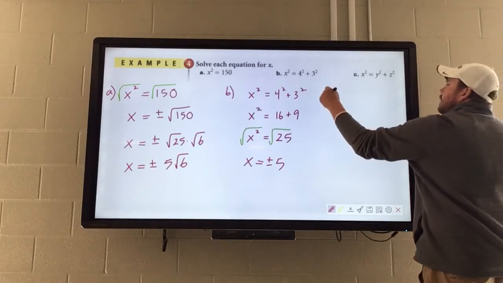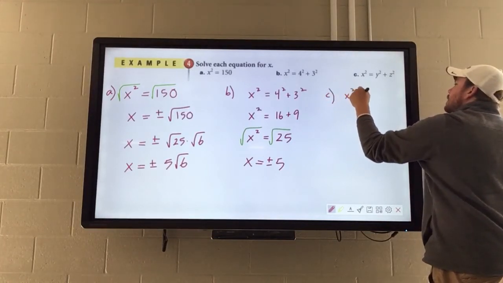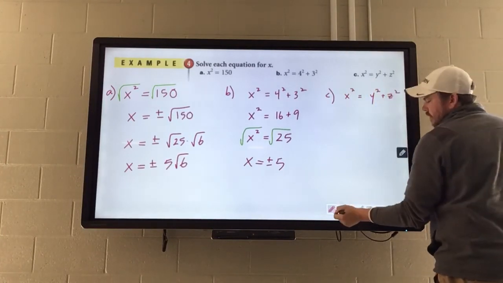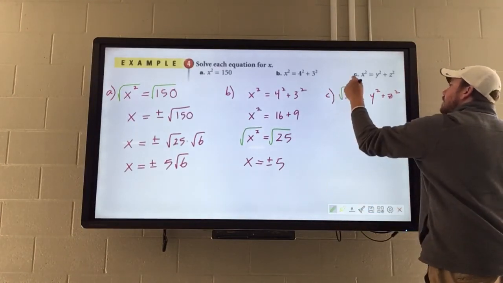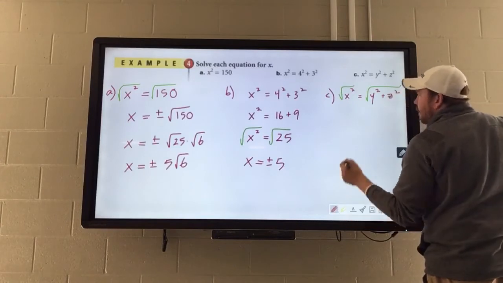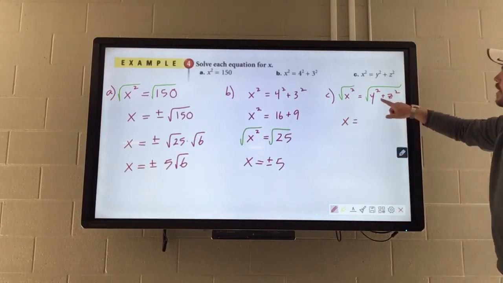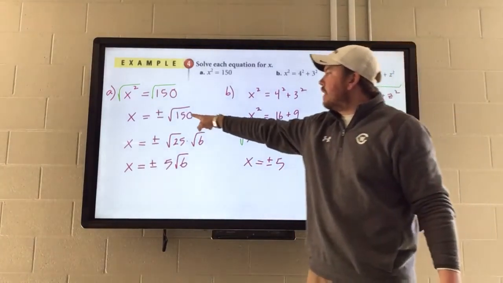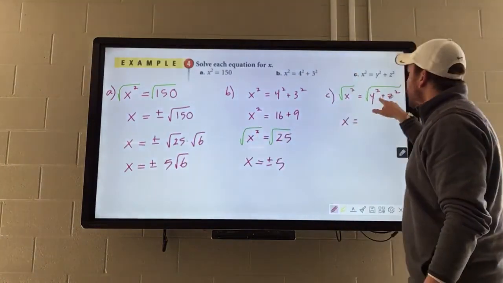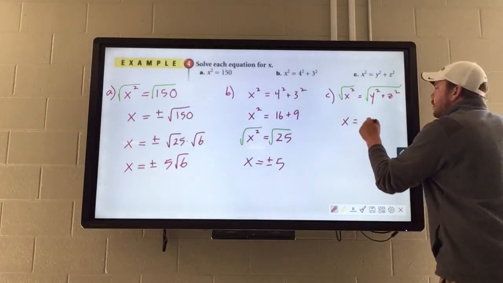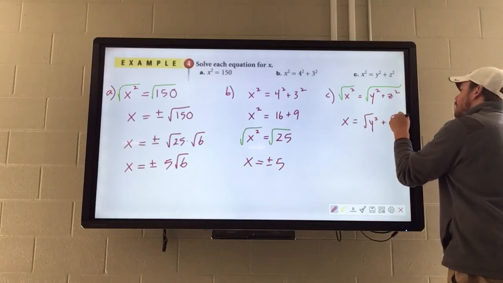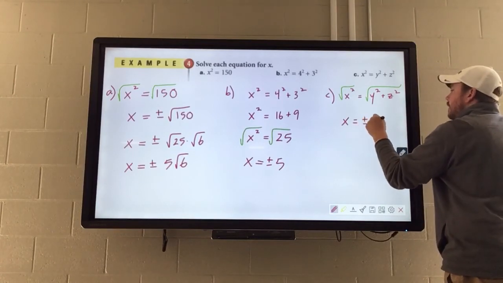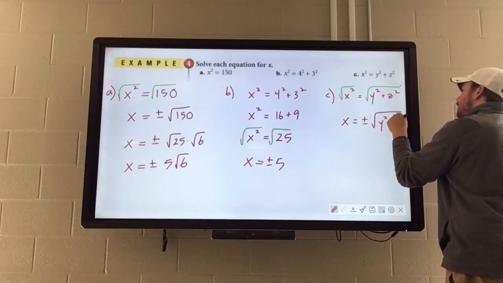And last, C. X squared is equal to y squared plus z squared. So, we're going to go ahead and take the square root of both sides. Now, here's the thing. Unfortunately, we cannot simply break this up into the square root of y plus the square root of z. It only works for multiplication that we can break it up like this. Only multiplication. We cannot break up an addition, okay? So writing this would be incorrect. All right? So we just leave this as positive or negative square root of y squared plus z squared. That's as far as we can go with that.